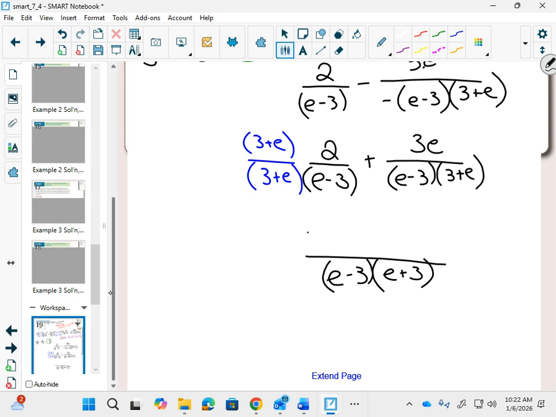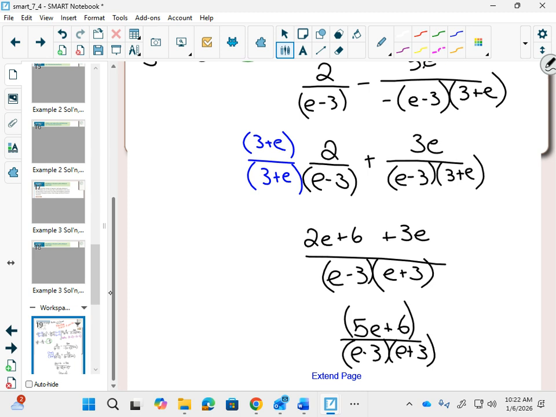And this will become 2e plus 6 plus 3e, adding things together, 5e plus 6 over e minus 3, e plus 3. Can you factor the top? No, it would get grouped together. Is there something in the top and the bottom that's the same? No. So I can circle this and say it's done.